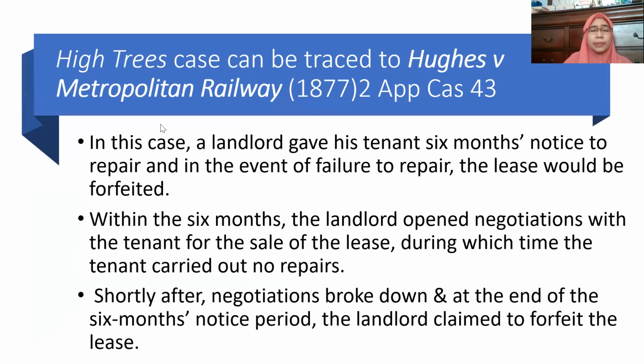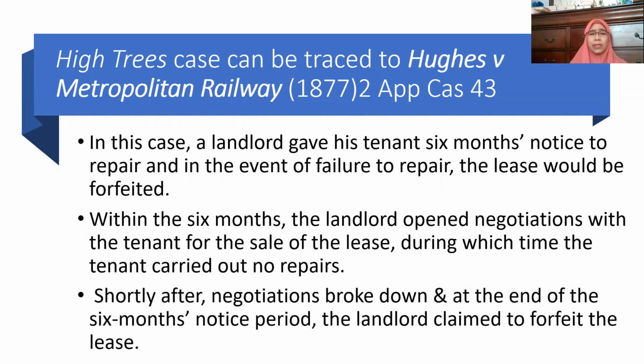And actually, if you were to trace some other earlier cases, before the High Trees case, the 19th century case, we have the case of Hughes and Metropolitan Railway. In this case, it is between landlord and tenant. The landlord gave his tenant 6 months' notice to repair, and in the event of failure to repair, the lease would be forfeited. That's the content of the notice.